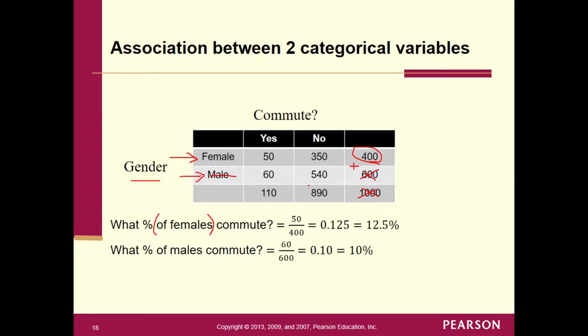So what we got there? We got 60 divided by 600, and that's 0.1. So is that a big enough difference? We got 12.5% versus 10%. Is that a significant enough difference to say that these two variables, commuting and gender, are associated? Well, is there a big difference?